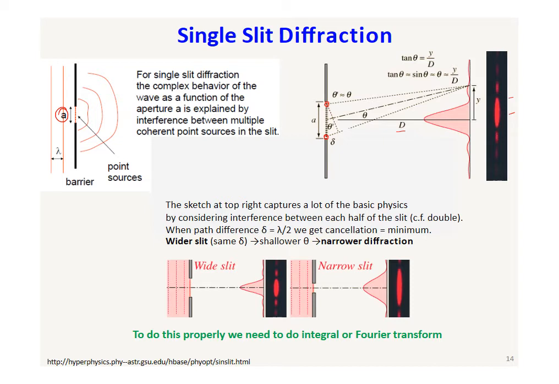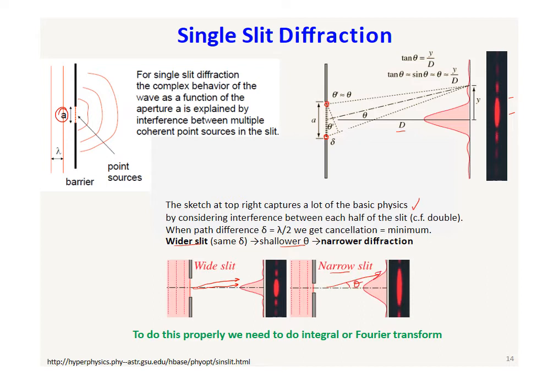So a lot of the basic physics is actually captured, because we can see that with this model, if we have a wider slit, then we're going to have smaller angles between those maxima and minima, whereas if we have a narrow slit, then the angles are going to be larger.